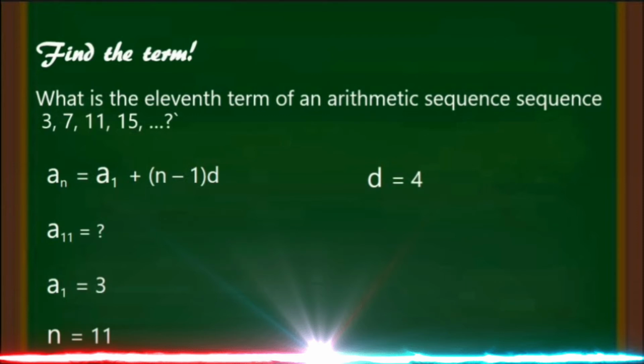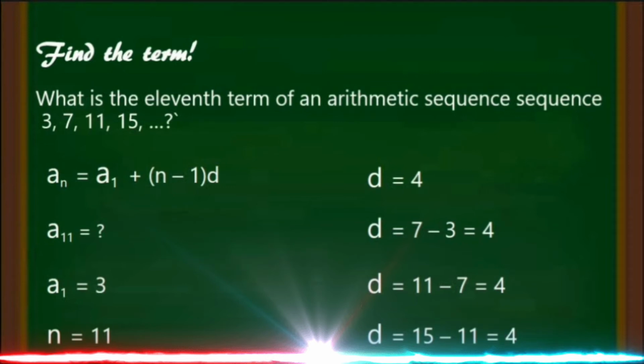Let's check if 4 is really the common difference. d is equal to 7 minus 3, which is 4. Then d is equal to 11 minus 7, which is 4. And d is equal to 15 minus 11, which is 4. Is it common or not? Yes, very good. 4 is the common difference. So let's solve. Let us have the solution.